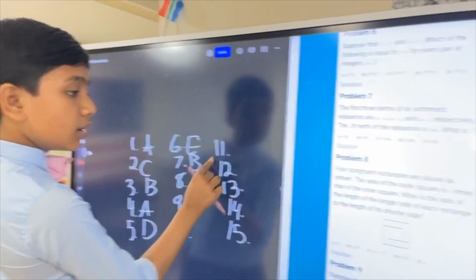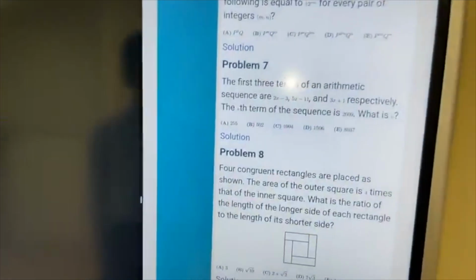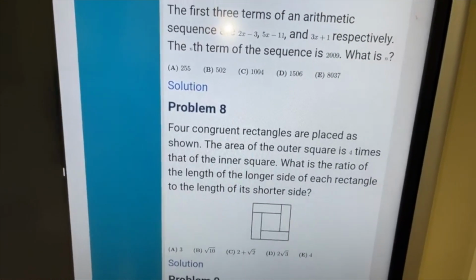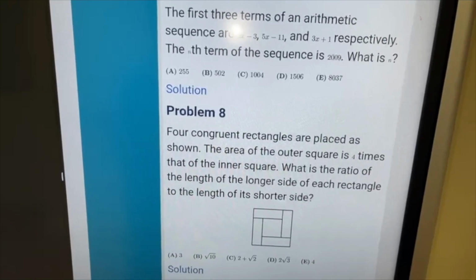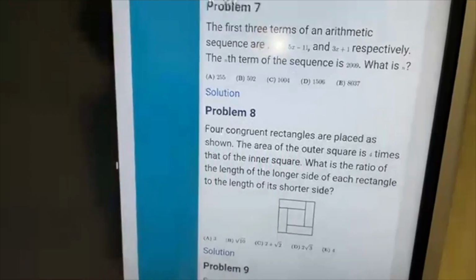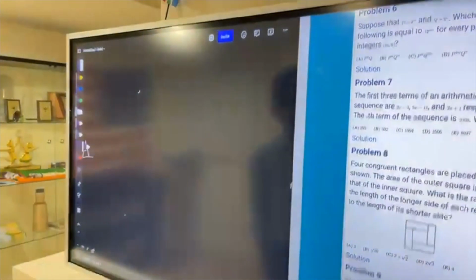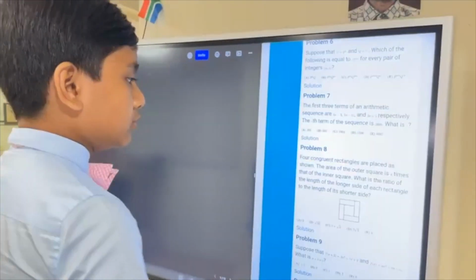7, B. Okay. 8. 4 congruent rectangles were placed as shown. The area of the outer square is 4 times that of the inner square. What is the ratio of the length of the longer side of each rectangle to the length of its shorter side? If you don't know, folks, if you have just joined, we're doing an AMC marathon. We're seeing how many I can solve in a row until I just become clueless.